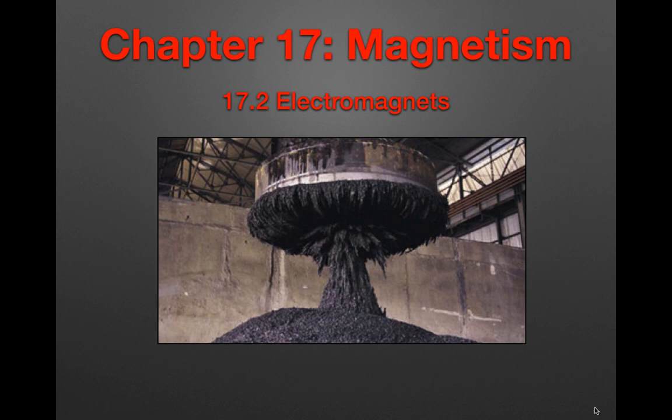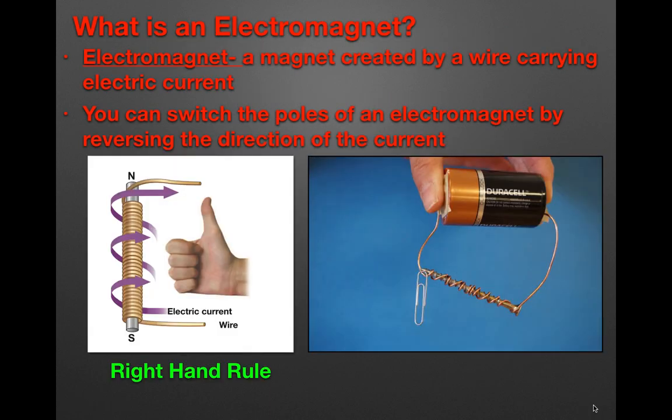Right, so in this section, we are going to be talking about electromagnets. So 17.2 is titled Electromagnets. All right, so what is an electromagnet? Electromagnets are magnets that are created by a wire carrying an electric current.